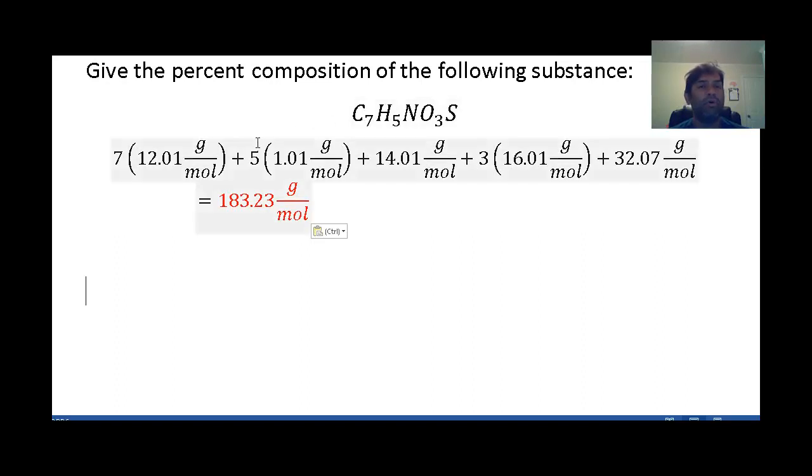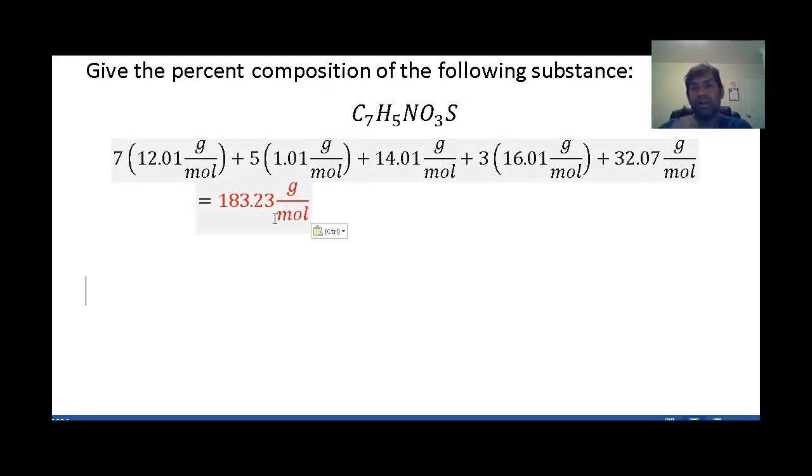So like I said before, 12.01 grams per mole is in 1 mole of carbon, but we don't have 1 mole of carbon, we have 7. And like that, hydrogen, we have 5 parts, each one at 1.01 grams per mole. Nitrogen is 14.01. Again, we get these values from the periodic table. Oxygen is about 16.01 grams per 1 mole. We've got 3. And then sulfur, looking that up in the periodic table, is 32.07 grams per mole. Adding all of this up, 1 mole of this whole chemical compound has a mass of 183.23 grams per mole.